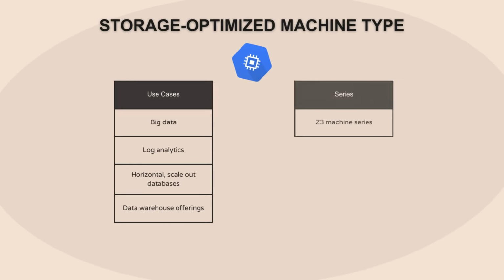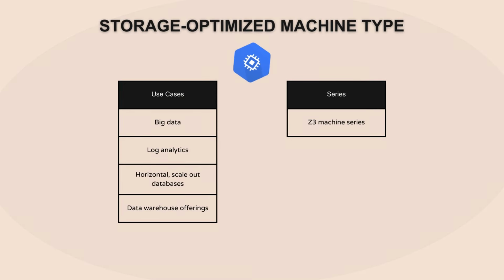For storage-hungry applications, storage-optimized machine types are the ideal solution. They are engineered to provide the highest disk throughput and I/O and are perfect for large-scale database applications, data warehousing, and big data processing that require extensive reading and writing to and from persistent storage.